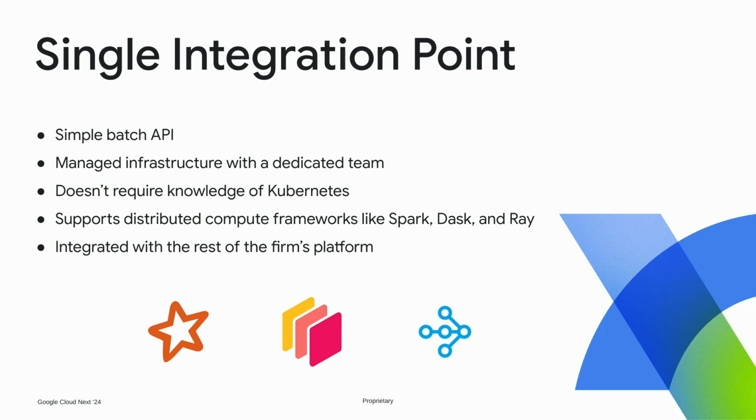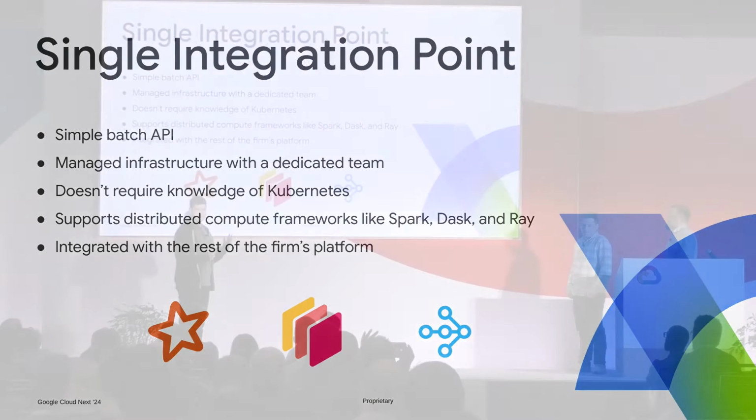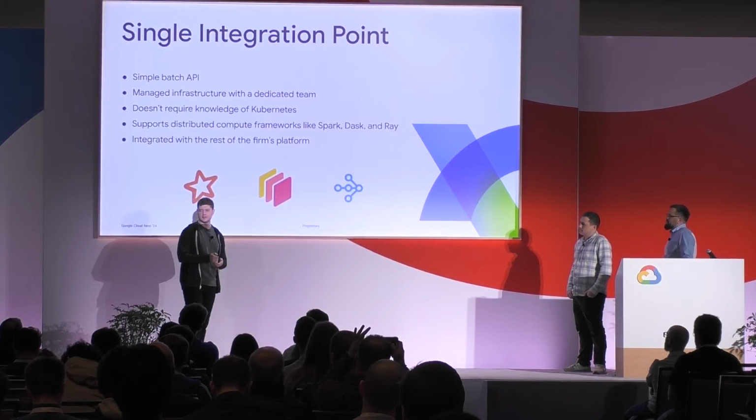Cook is really the single integration point for researchers and developers at TwoSigma to run their workloads at scale. Cook's API saves every user from having to create and then manage their own infrastructure. It's centrally managed and it's run by an amazing team. It integrates with many open source distributed compute frameworks as well. This includes Spark, Dask, and Ray. But it's also integrated with the rest of TwoSigma's platform, storage, and TwoSigma's own internal compute frameworks.